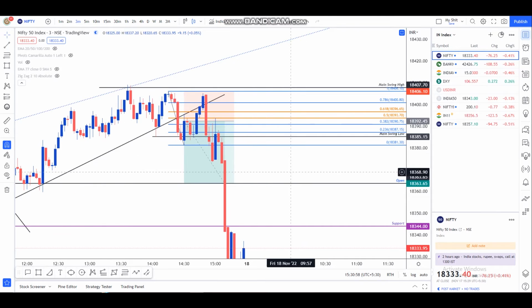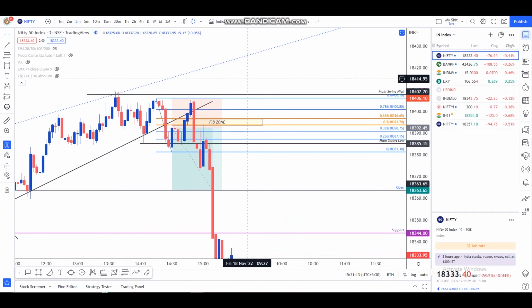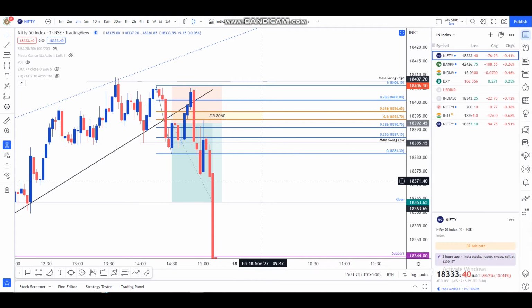So again, you can see this is the fibs for this trade, right? And I entered my 18,400 in the money put right here at 1835 rupees.